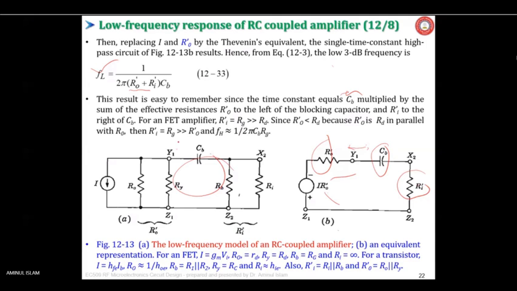Yes, I understood. For the FET amplifier, Ri' equals Rg, much greater than Rd. Since Ro' is less than Rd, because Ro' is Rd in parallel with Ro, Ri' equals Rg, much greater than Ro'. And FL can be written as almost equal to 1 upon 2π Cb Rg. Why are we writing Cb Rg? That is explained because the values are so much: Rg is much greater than Rd, etc., for a FET amplifier.